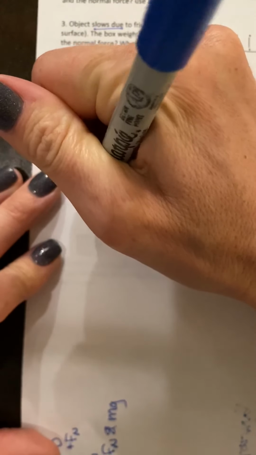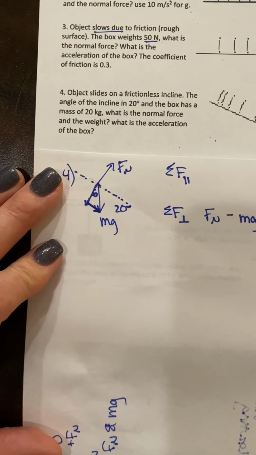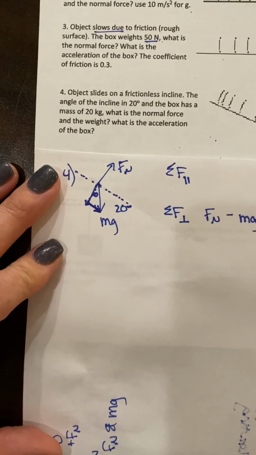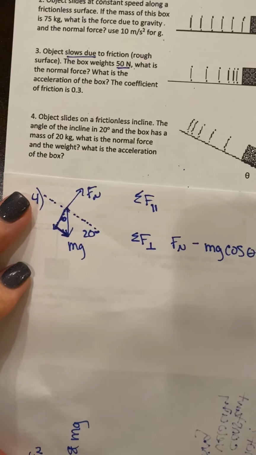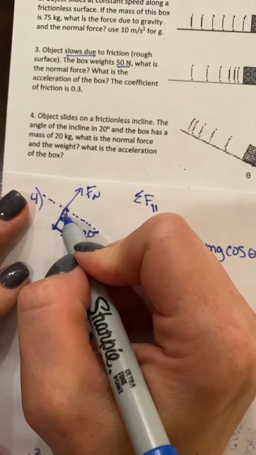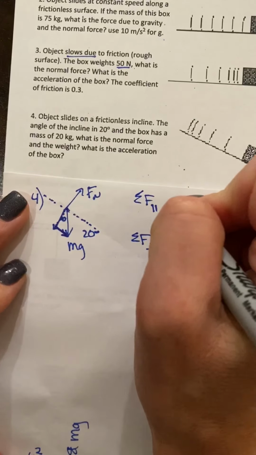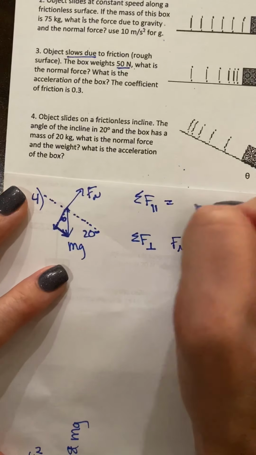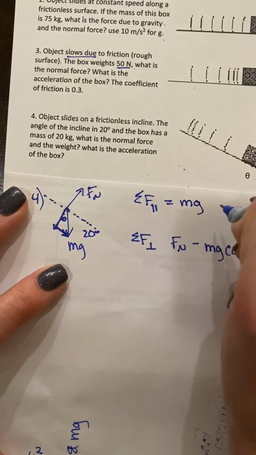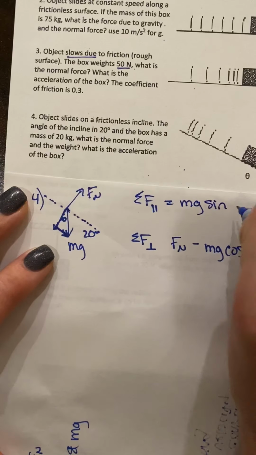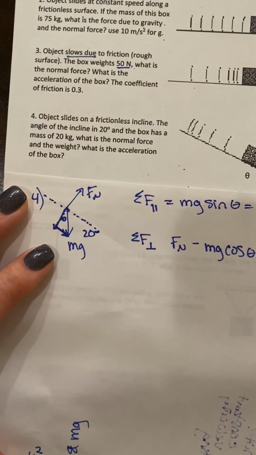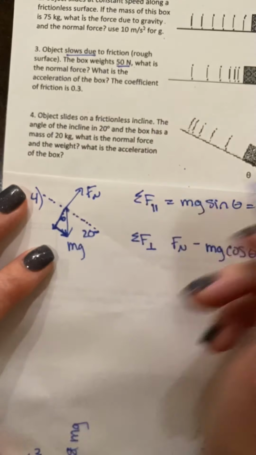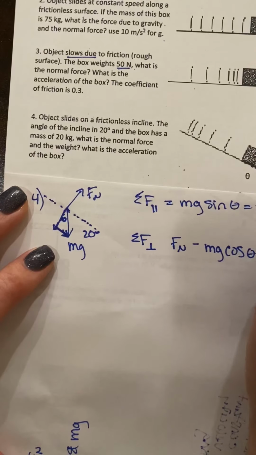Parallel to my plane is just this part of my mg. If I were to take this part, pick it up and place it on the plane, it would be parallel to the plane. In this case, I'm using my opposite leg. So my opposite leg is going to be my hypotenuse sine theta. And there's only this one force, right? There's nothing balancing that out. It's not in equilibrium. I'm going to set it equal to ma.